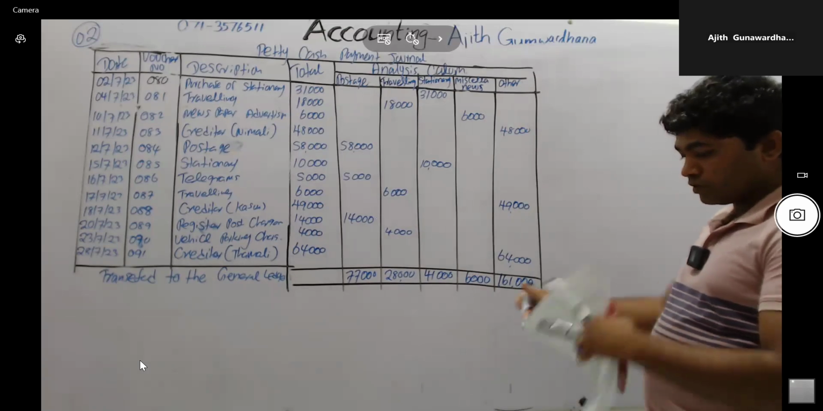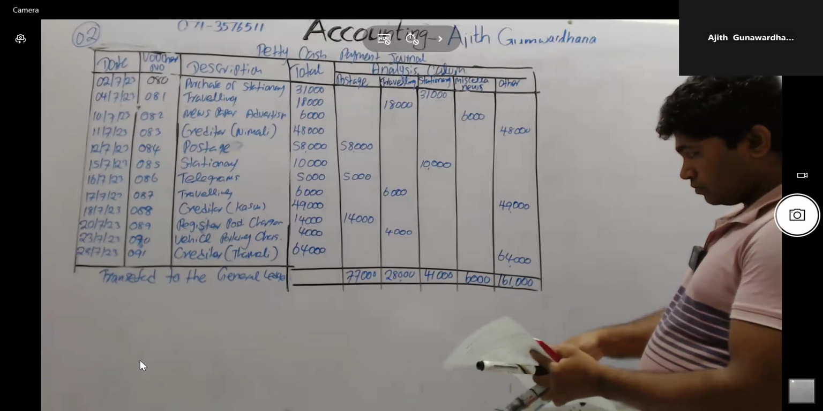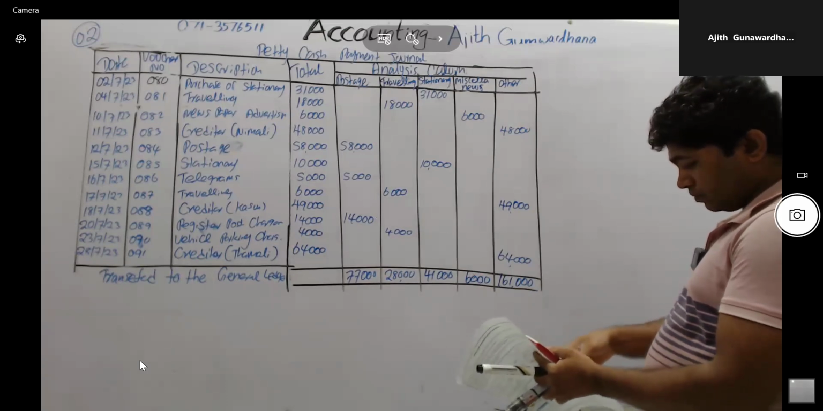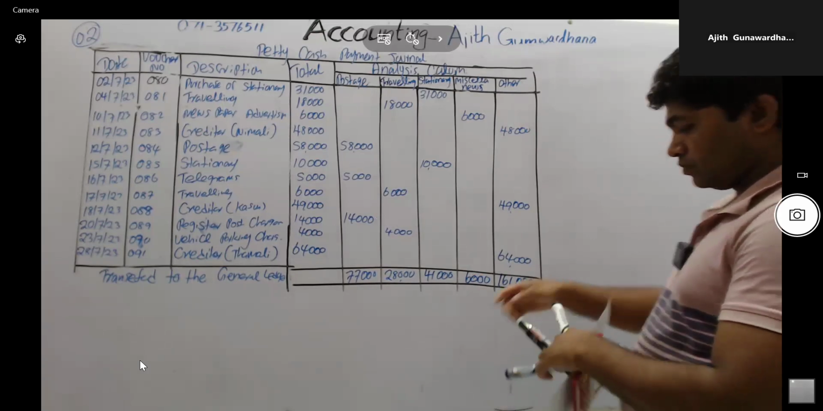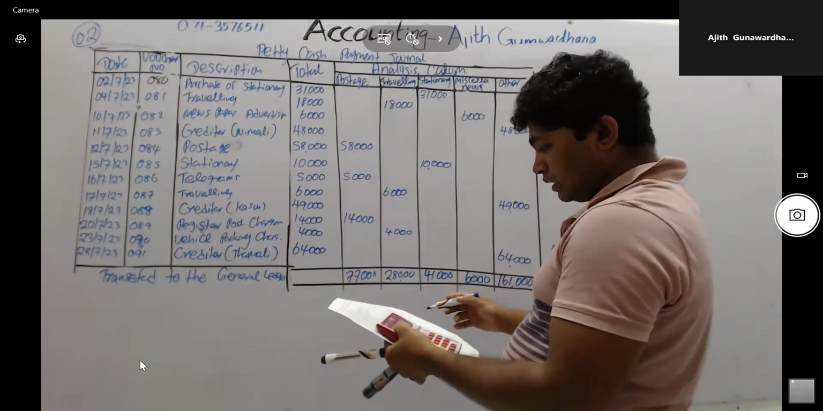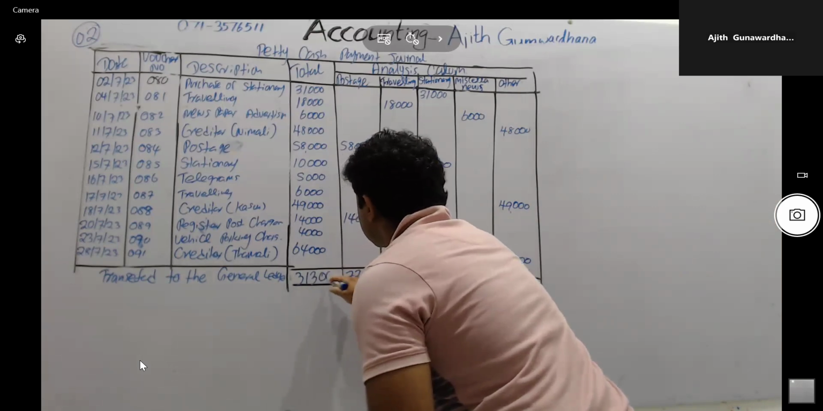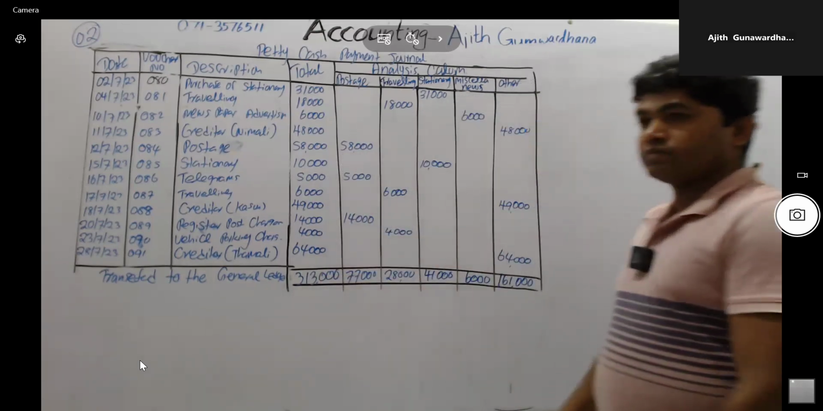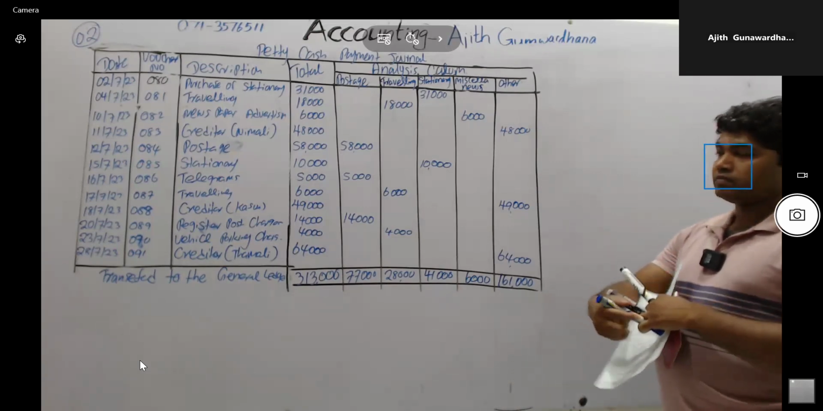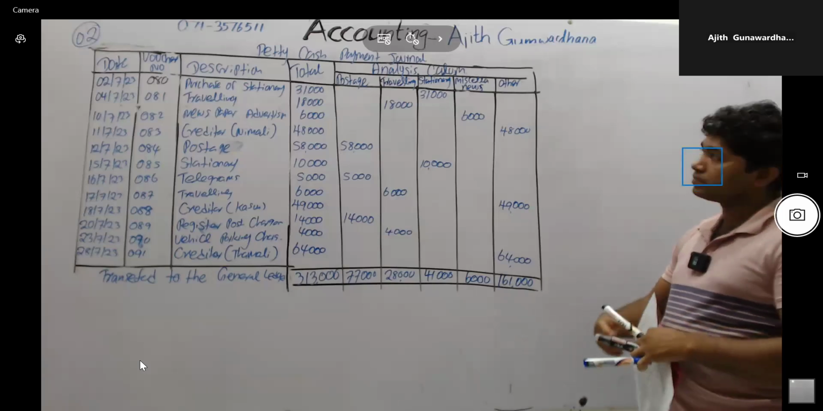Then calculate the total column total value also. When recording in the ledger accounts, you have to consider the total value. You have total value equal to 313,000. Think a small amount of expense paid in cash should be recorded. Calculate the total value also and prepare ledger accounts.